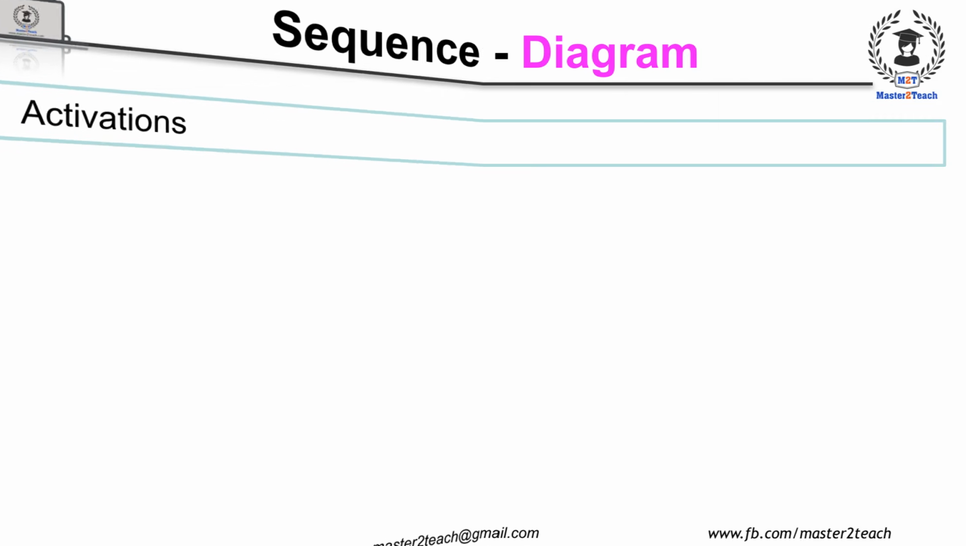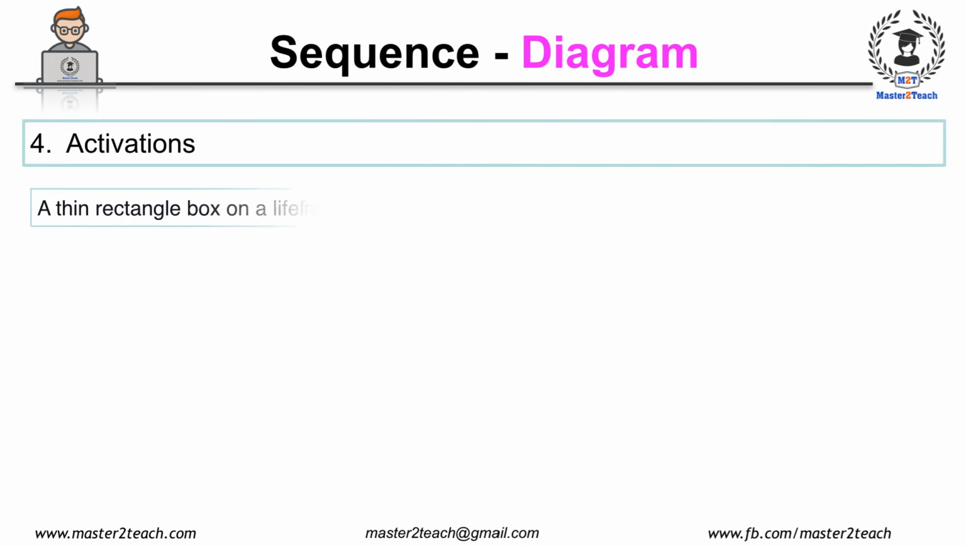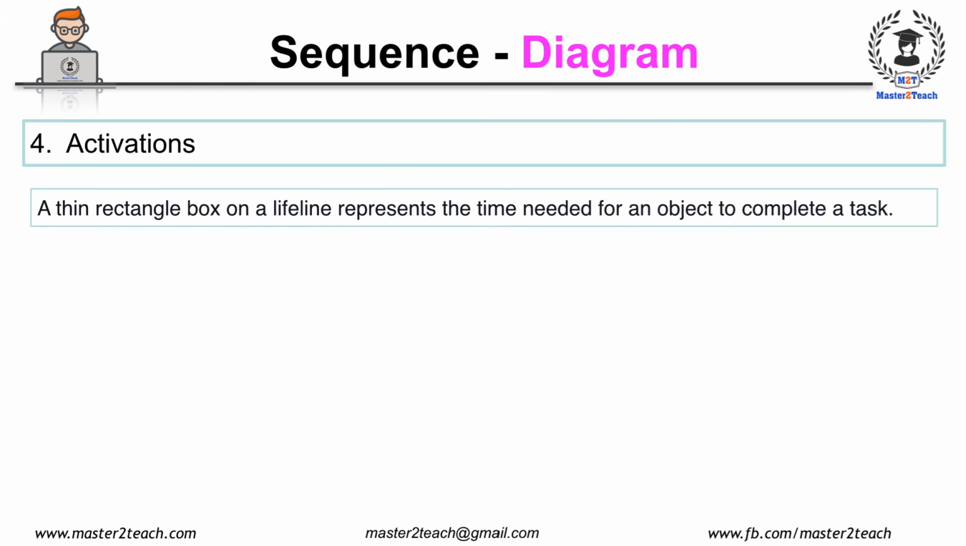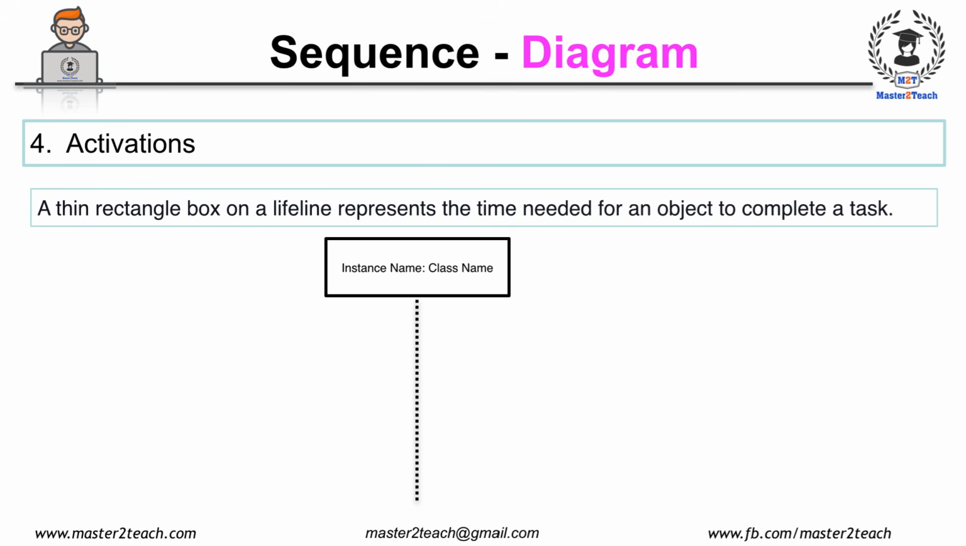Activations. A thin rectangle box on a lifeline represents the time needed for an object to complete a task. Simply, we can define it as the execution of an operation. The top and the bottom of the rectangle are aligned with the initiation and the completion times respectively. It reflects the time of execution, so the activation box becomes longer as the task is longer.